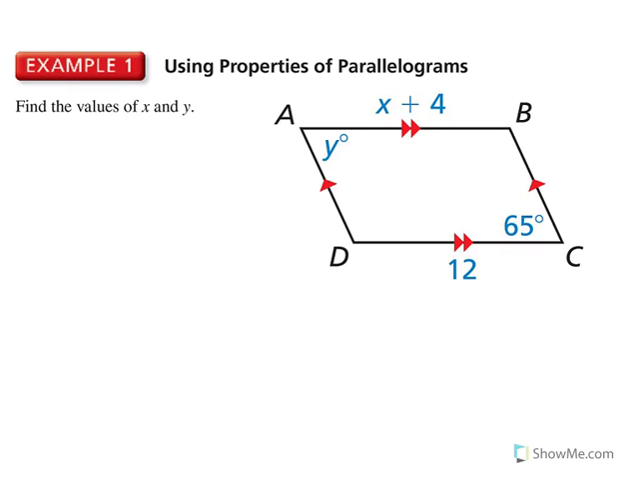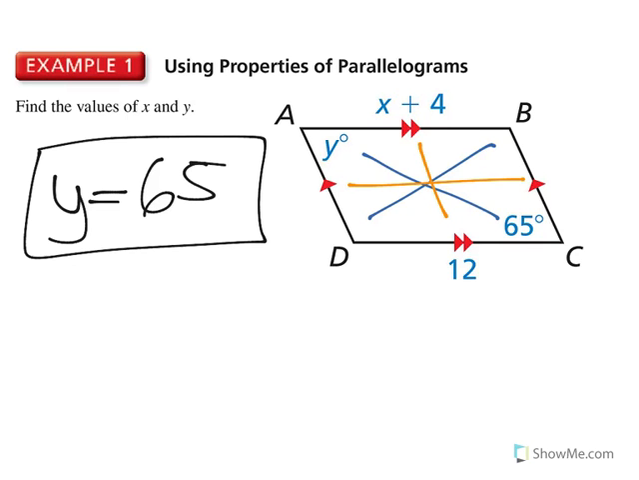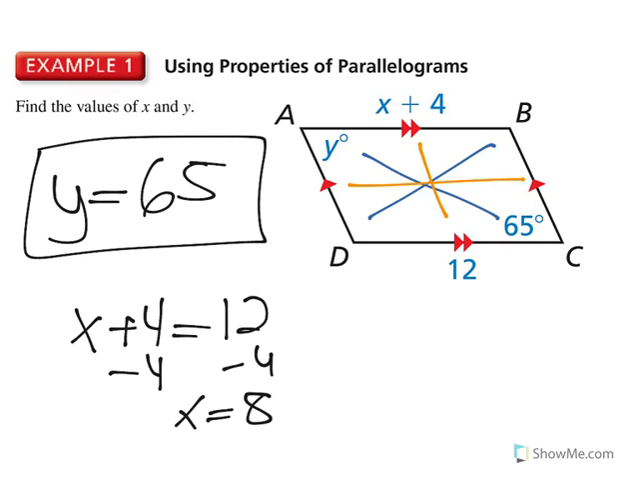So in this first example, we're going to use those properties. We know opposite angles are going to be congruent, and we know that our opposite sides, our parallel sides, are congruent. So when things are congruent, remember we can set them equal. If I do my opposite angles first, I can do y is equal to the opposite angle of 65. So there's no solving in that one, we just already have y is 65. Our opposite sides, we have x plus 4 would be equal to 12. To get x by itself, I subtract 4. So I get x is equal to 8.